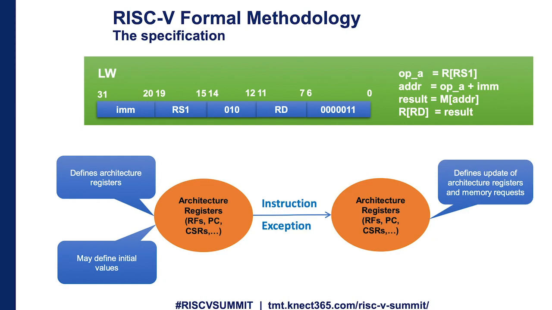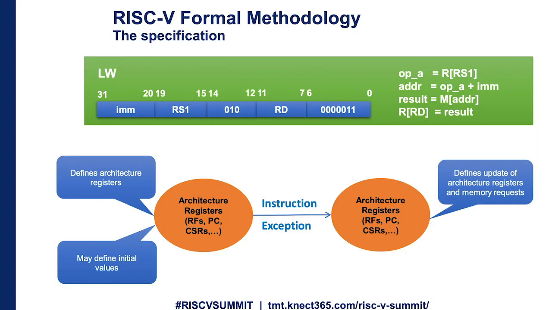So basically, the specification defines some architecture registers, like the register file, the program counter, the control status register, and others. Also, it may define some values. And on execution of this instruction or the exception, the specification defines some update of these architecture registers, and memory requests. So it looks pretty simple.